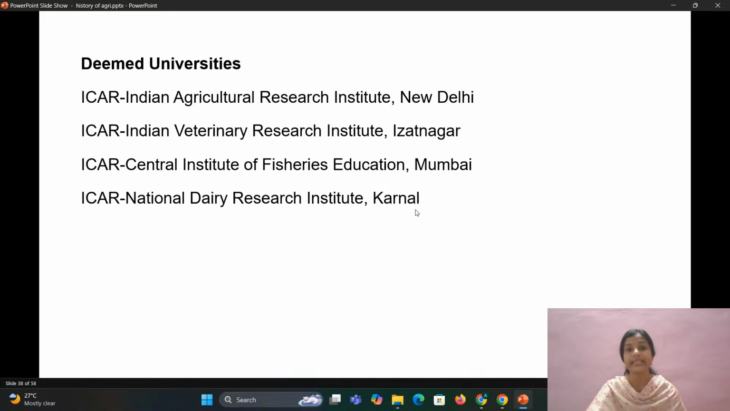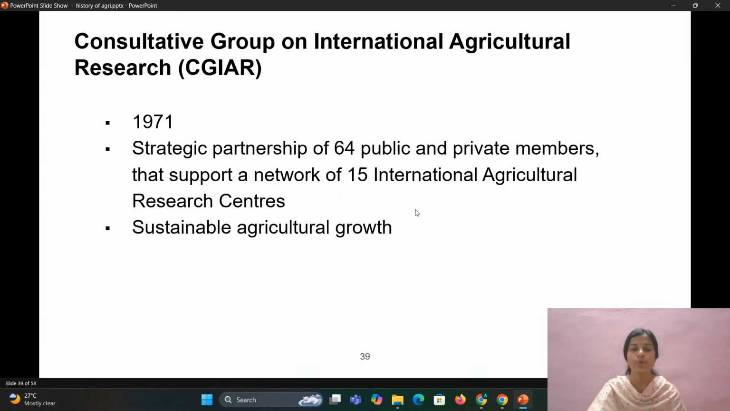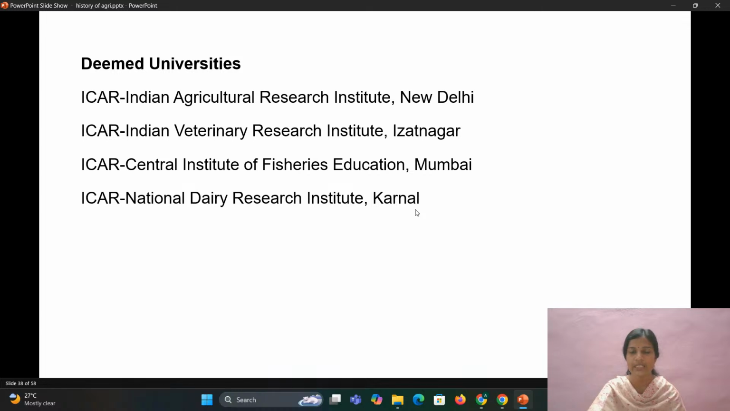Then there is the Indian Institute of Sugarcane Research and the Indian Institute of Spices Research. The Indian Institute of Sugarcane Research is located at Lucknow, Uttar Pradesh, and the Indian Institute of Spices Research is located at Kozhikode. So we have to know the places where the national or central research institutes are located.